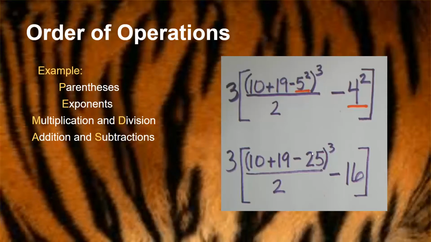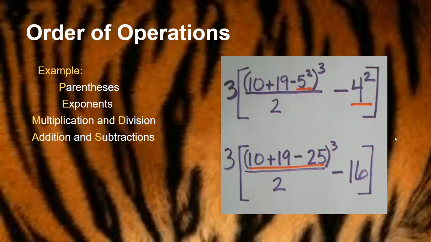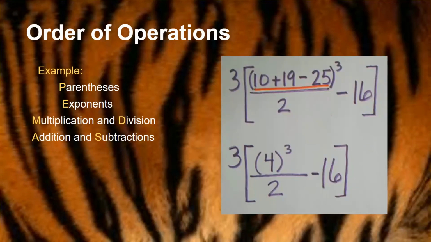Next, we still have to finish the innermost parentheses, so we do 10 plus 19 minus 25. Well, 10 plus 19 is 29. 29 minus 25 is 24. So my new problem looks like this.